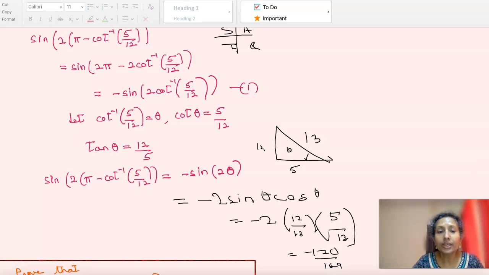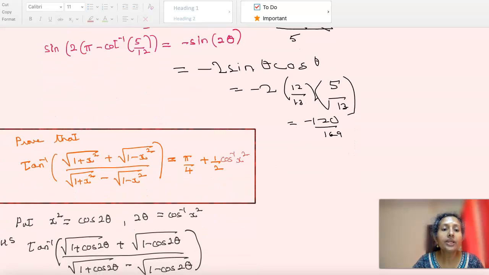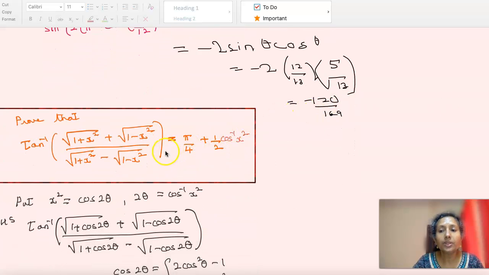Now, second question, prove that tan inverse of root 1 plus x squared plus root 1 minus x squared by root 1 plus x squared minus root 1 minus x squared is pi by 4 plus half cos inverse x squared. Now, I'm going to give you a very important hint or a trick to solve inverse trigonometry questions, and that is you use a substitution. So here, if I put x squared as cos 2 theta, then 2 theta becomes cos inverse x squared.